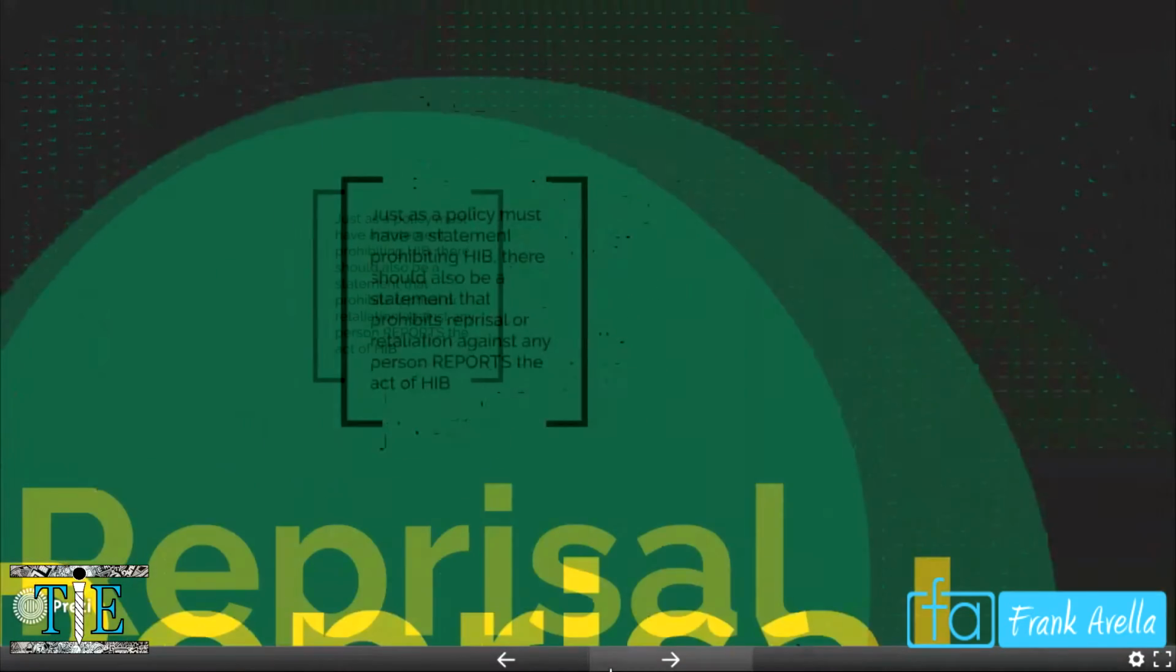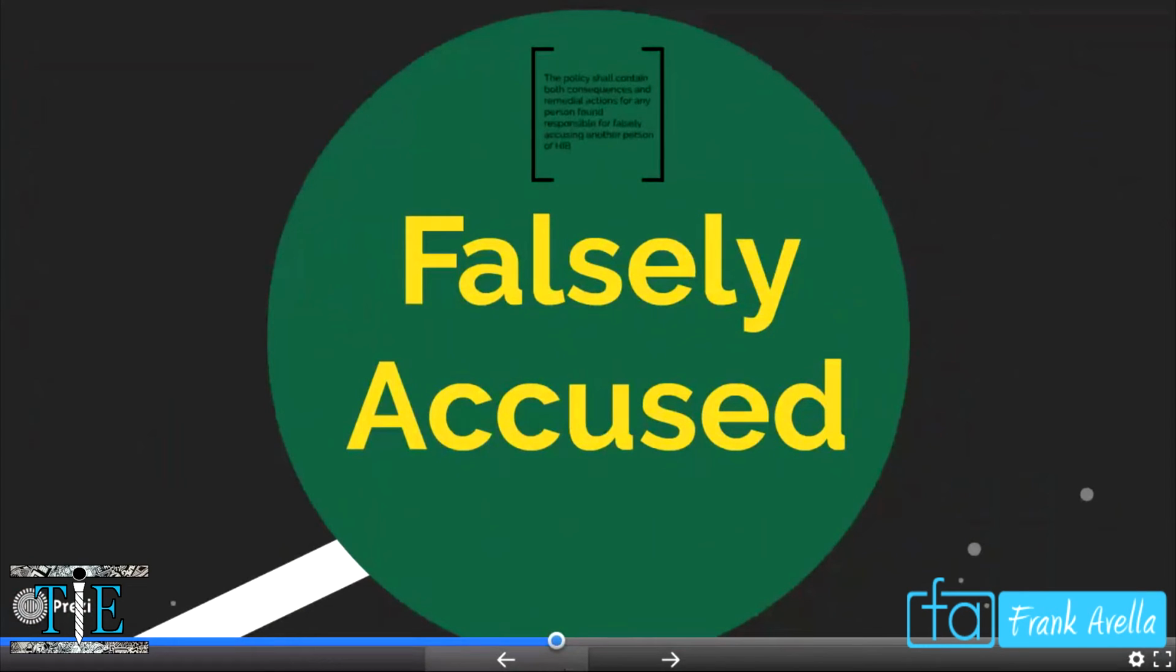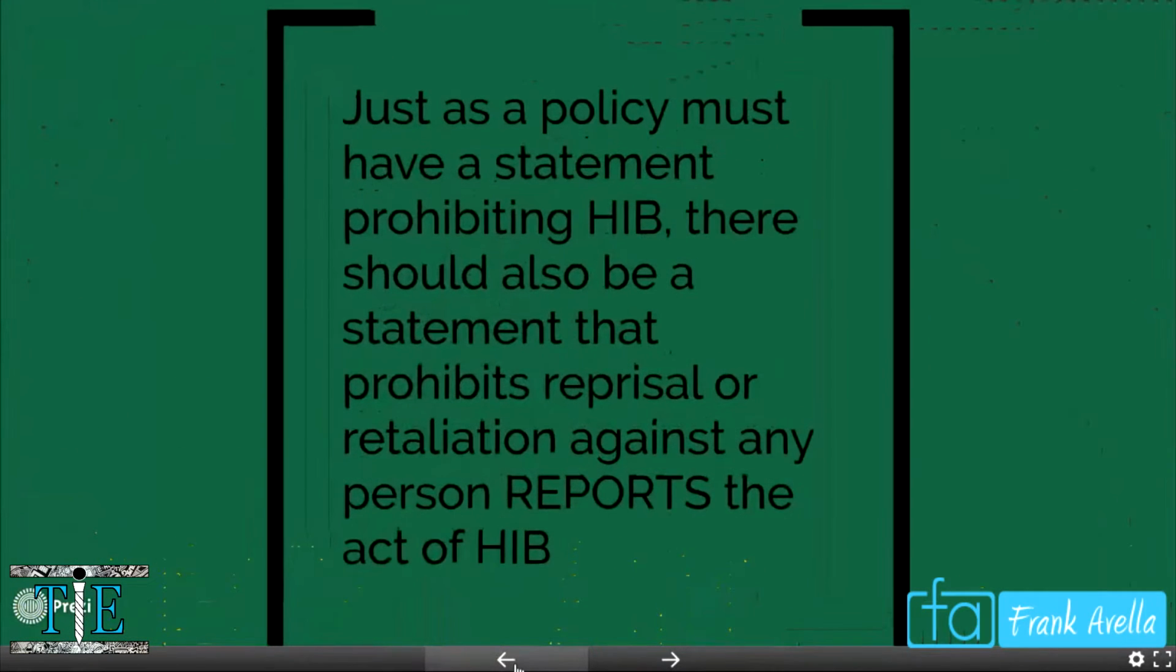Just as a policy must have a statement prohibiting HIB, there should also be a statement that prohibits reprisal or retaliation against a person who reports HIB. So if a student reports, there should be a statement that prohibits any retaliation against a person for telling about HIB.